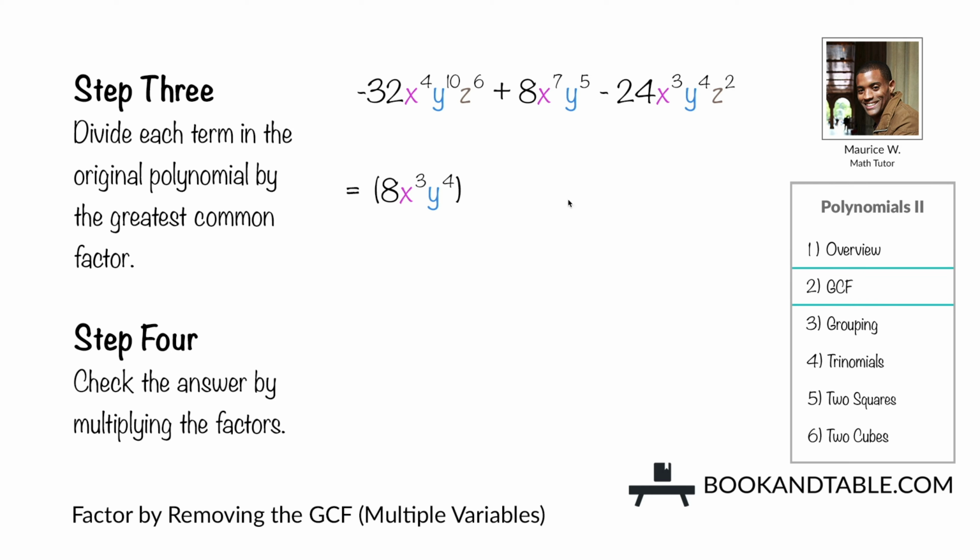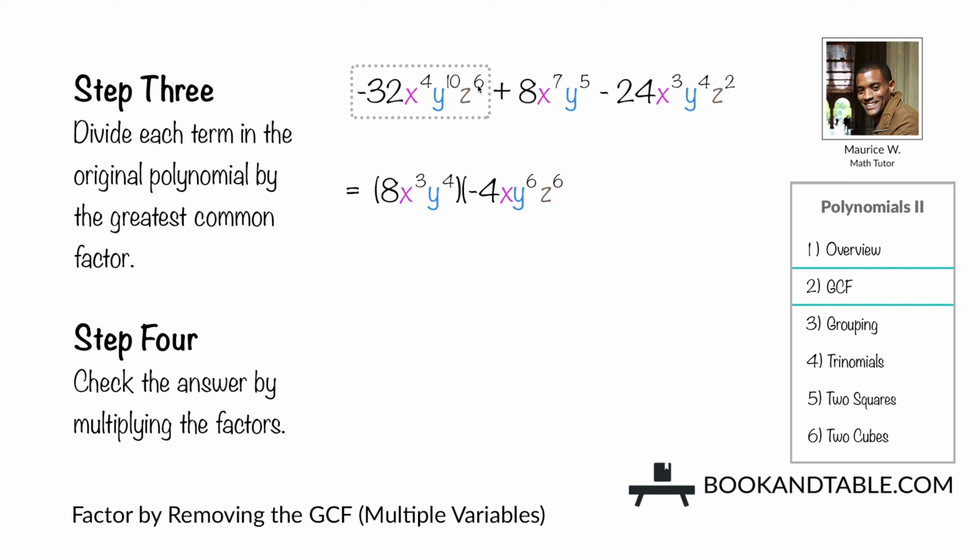And now we can figure out the second factor by dividing each term in the original polynomial by the greatest common factor, 8x cubed y to the fourth. When we do so, we get negative 32 divided by 8 would give us negative 4. X to the fourth divided by x cubed is equal to x to the 4 minus 3, which is x to the 1, or just x. We then look at our y's. Y to the 10th divided by y to the fourth is equal to y to the 10 minus 4, which would be y to the 6th.